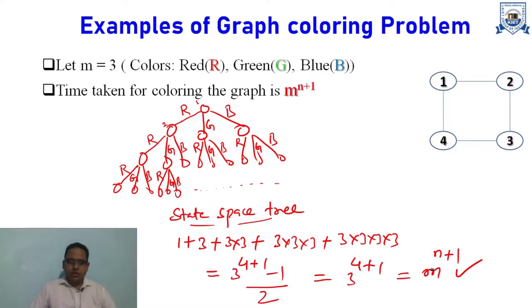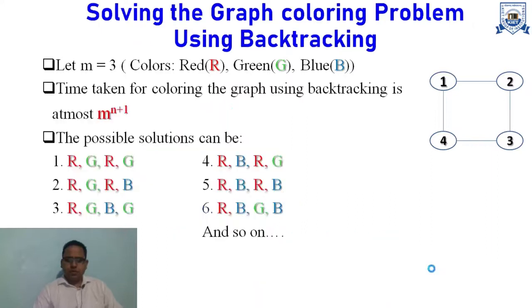Now let's try to color it with the backtracking approach and see how we use backtracking in this. So here is the solution: solving the graph coloring problem using backtracking. We have three colors, red, green and blue. The graph is the same, 1 2 3 4, there are 4 vertices in the graph. Using backtracking, the time taken is at most m to the power n plus 1, it will be less than that, so at most it is that time.